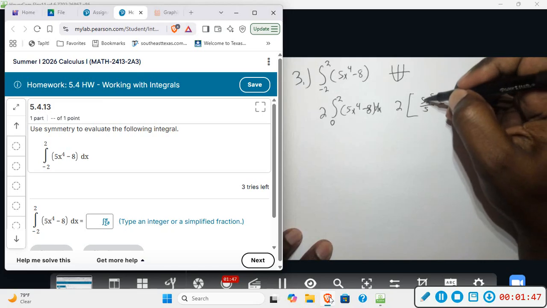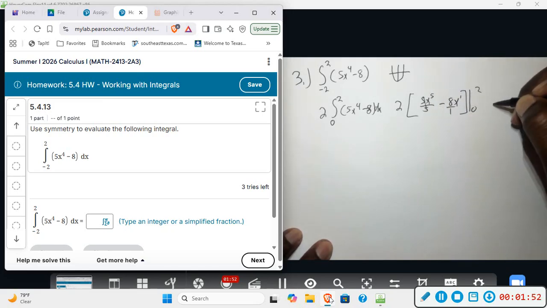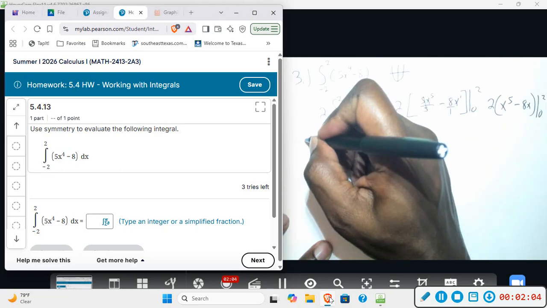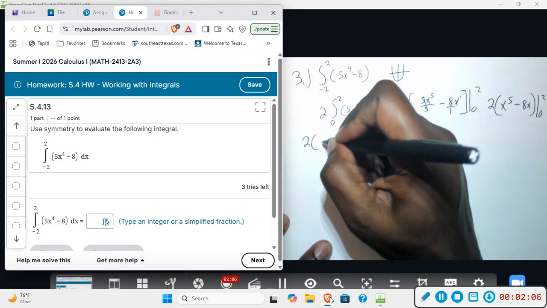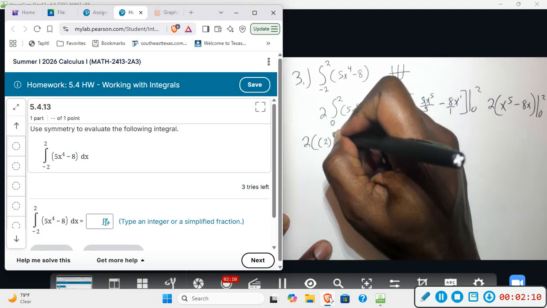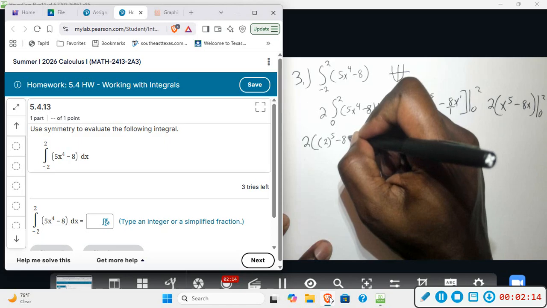All right, so the 5 will divide out. So we're looking at 2 times x to the 5th minus 8x evaluated from 0 to 2. And we're going to double that. So we have 2 times, this is going to be 2 to the 5th minus 8 times 2.